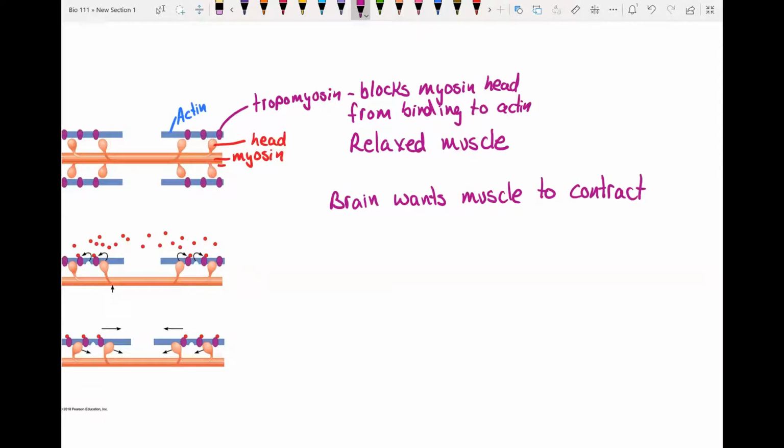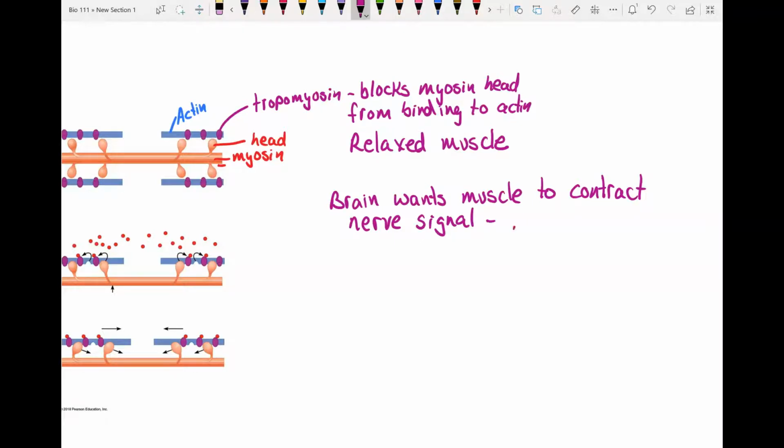In order to do that, you have to move the tropomyosin. Well, this is where calcium comes in. Remember, the sarcoplasmic reticulum is a structure in a muscle cell that stores calcium. So when your brain wants to contract a muscle, you're going to send a nerve signal. So you're going to have a signal that is going to start in your brain. It's going to travel along a nerve to your muscle.